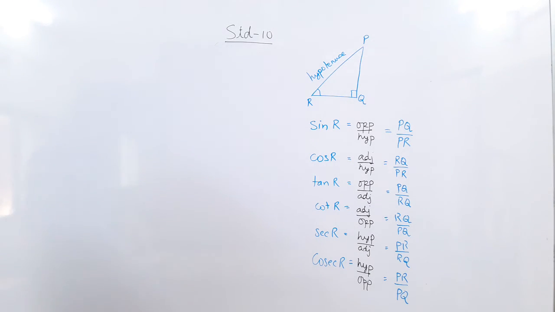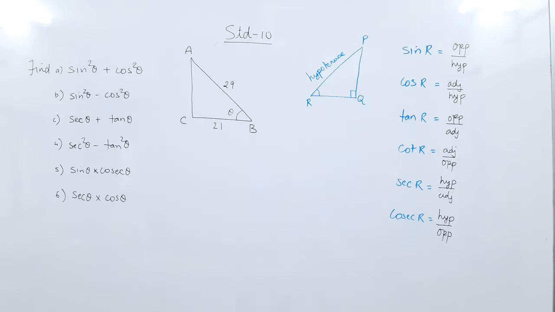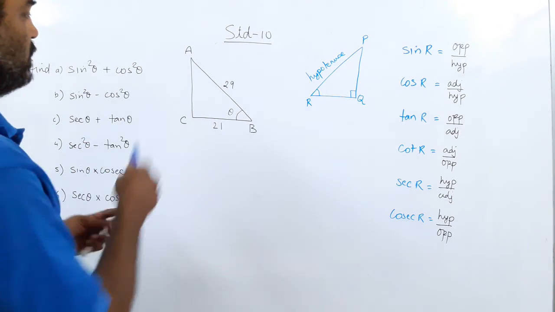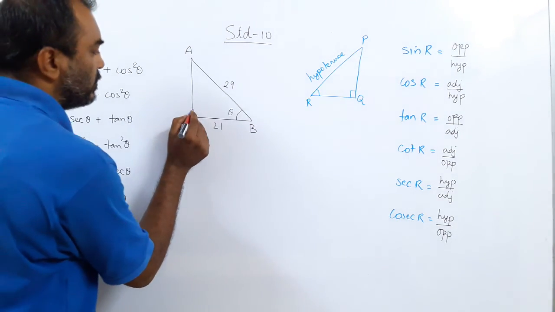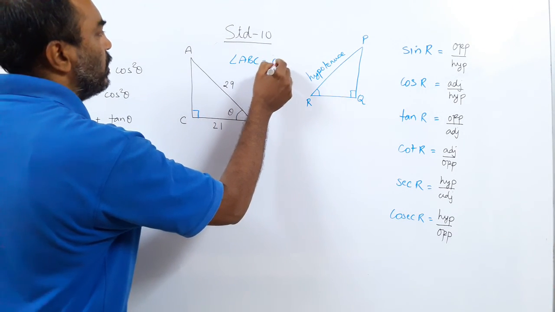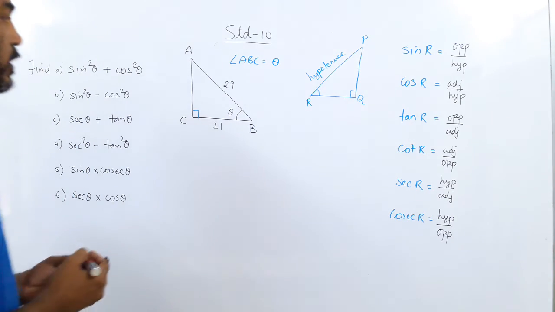Now once you have understood these ratios, let us move on to a few textbook sums and a few sums of our own. We have an example in the book. The example says ACB is a right angle triangle, right angle at C, and angle ABC is equal to theta. So this is theta.